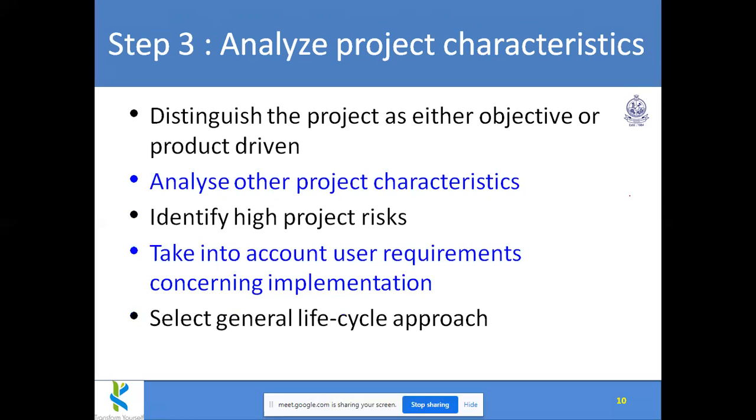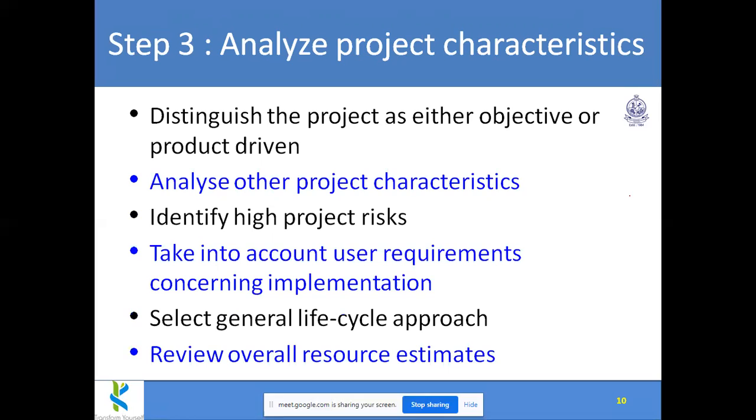Then we can select a general life cycle approach, like whether agile development model or XP programming model or waterfall model or iterative model, or on which basis I'm going to develop this. Okay.